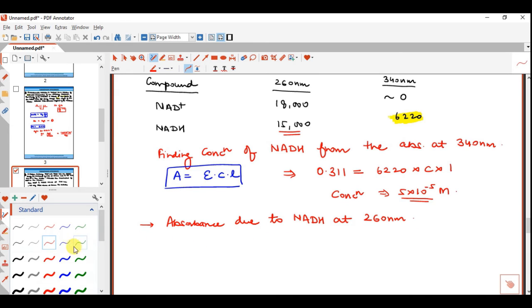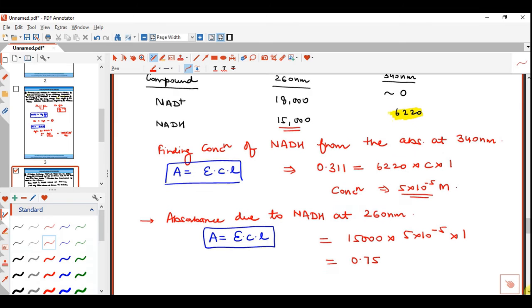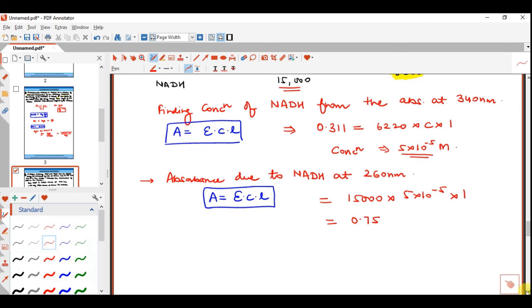So let me just use the formula. A is equal to epsilon into C into L again. Now what would be the absorbance? Let us calculate. Epsilon would be 15,000 into the concentration we have calculated, 5 into 10 to the power minus 5. Length we also know, that is 1 centimeter. So if you calculate this, it will come somewhere around 0.75. This is the absorbance, right? So this is what we wanted. Okay, so we have got the absorbance due to NADH.